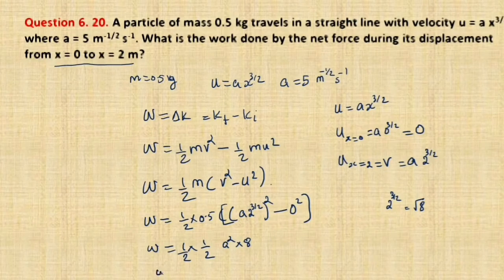Now just substitute the value, 1 by 4 into, what is A? A is given, the magnitude is 5. So 5 into 5, 25 into 8. So what is the final answer? 8 into 25, 200 divided by 4, which is equal to 50. 50 joule is the answer.